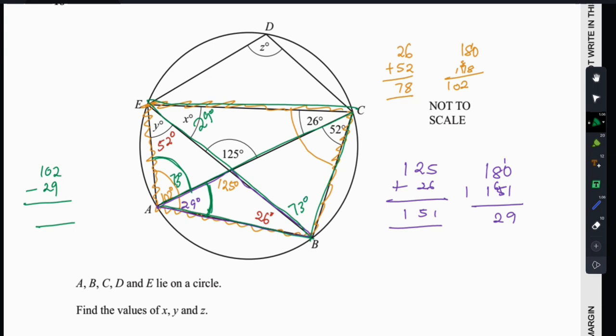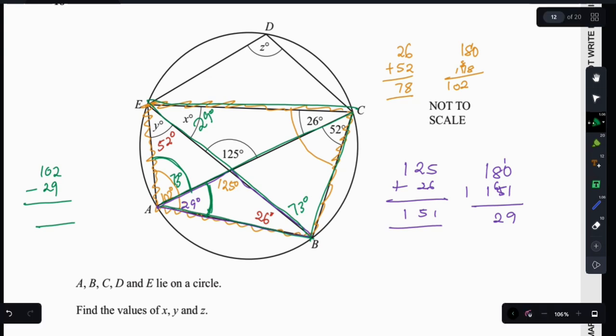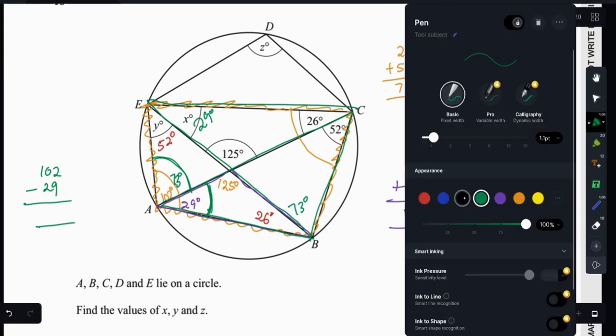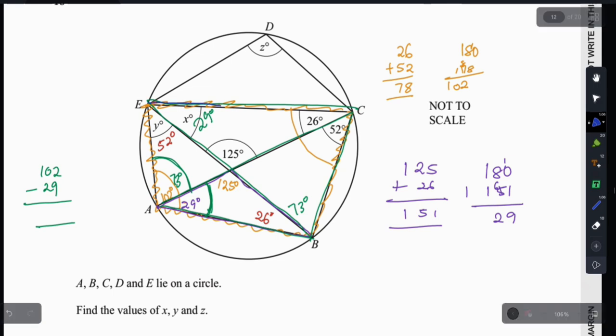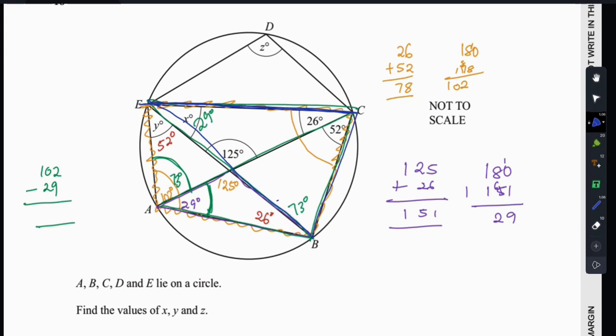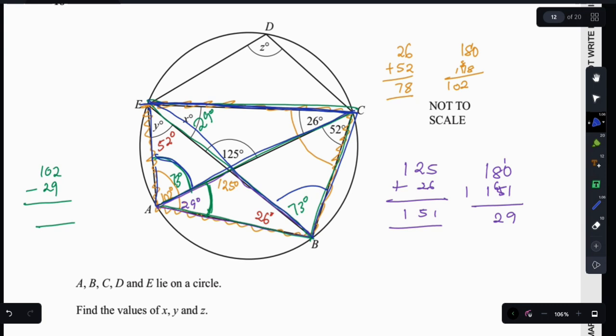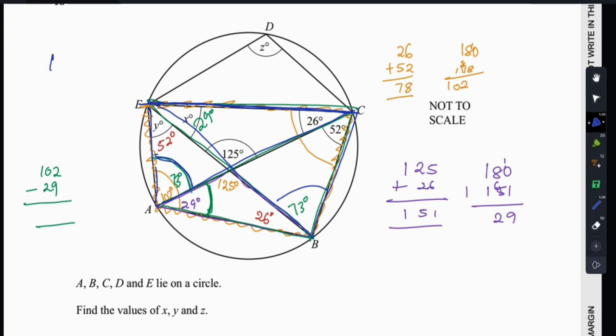My diagram looks very clumsy, but anyway, we need those lines just for reference sake. So I'll use a different color. If you check here, you see this one. This carries this angle at the circumference, and also subtends this angle there at the circumference. So if this is 73 degrees, that one is also 73.